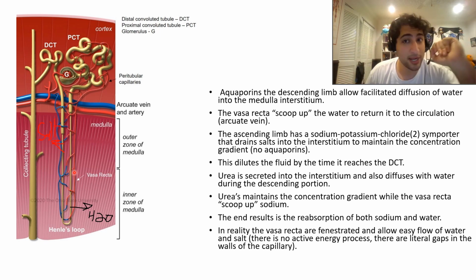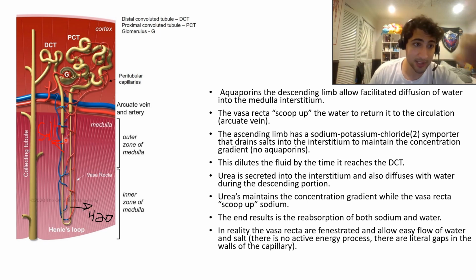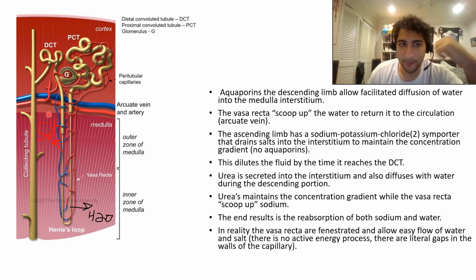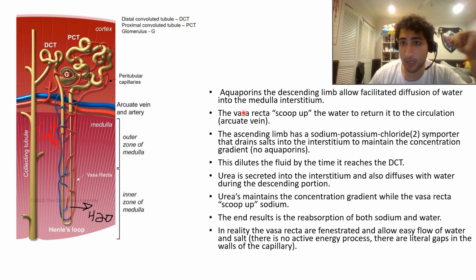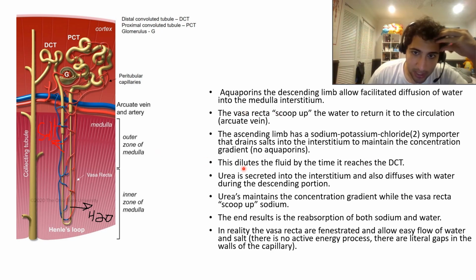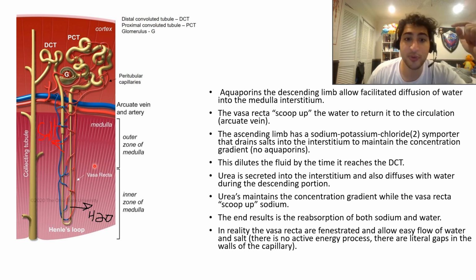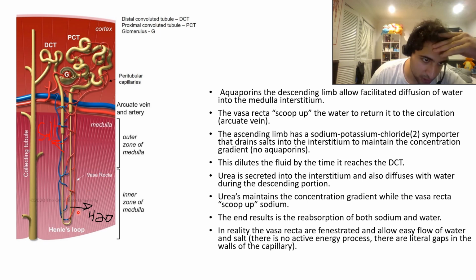What I want you to understand right now is that water's coming out on this side, salt's coming out on that side, and it's being absorbed together into these vessels, and eventually into the arcuate vein, and then that's going to drain, and that's how we eventually reabsorb our water and our salt and maintain our volume status. So by the time it reaches the distal convoluted tubule, the fluid is very dilute. Now, urea is secreted into the interstitium, and it also diffuses with water during the descending portion. So as water comes out, urea is coming out as well, and that maintains the concentration gradient. Otherwise, you'd lose the concentration gradient.